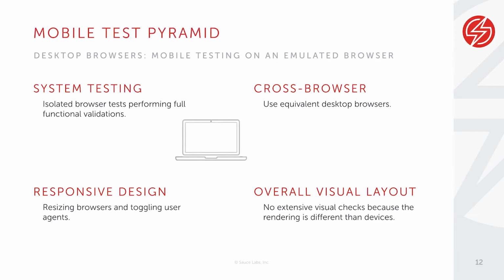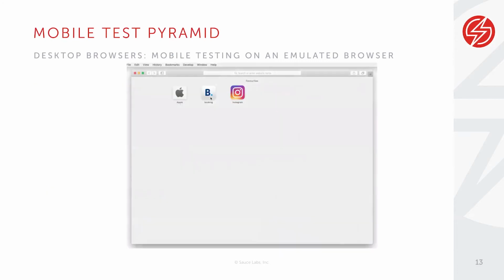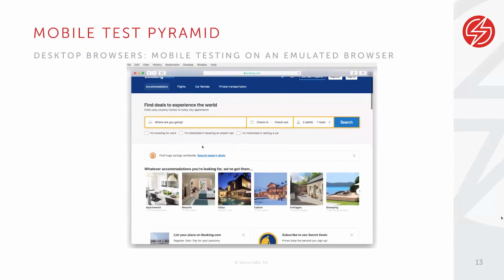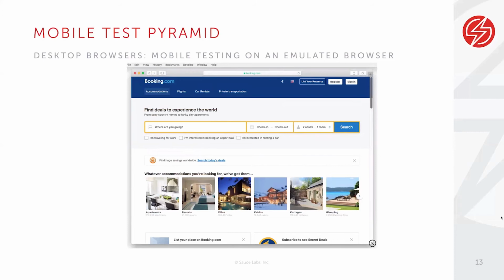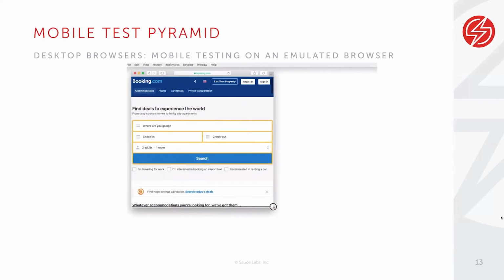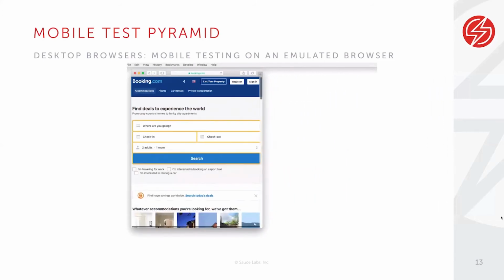But first, let's start with a simple example. When you use an emulated mobile browser, you can resize the screen and change user agents. Let's take a look at Booking.com. First of all, resizing the screen will place elements in a different order. This can be tested in this phase with element positioning, meaning is element B below element A.